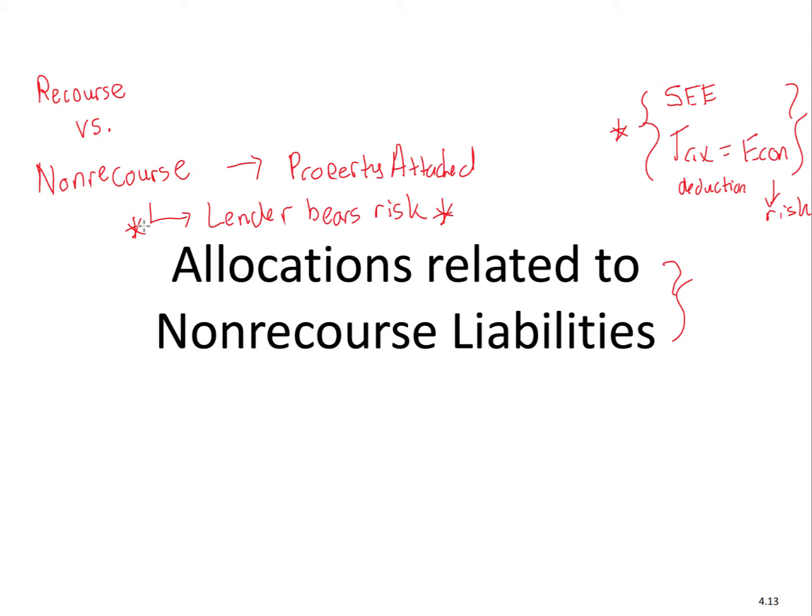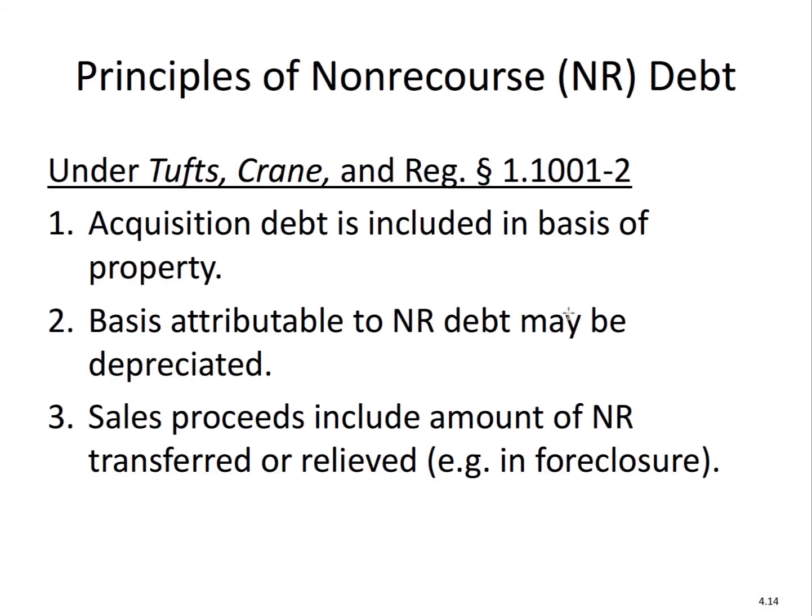That's key because we can't apply our normal substantial economic effect rules. It doesn't work because the lender is the one that bears the risk. The lender. So the question becomes, does the lender get to be allocated these deductions? These non-recourse deductions that we're going to talk about, or certain deductions? And the answer to that is no.